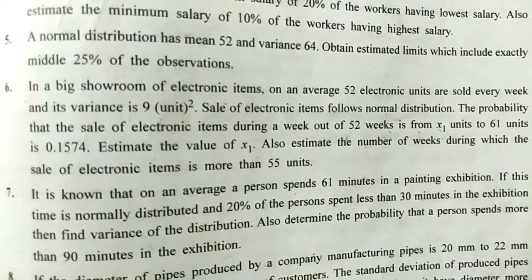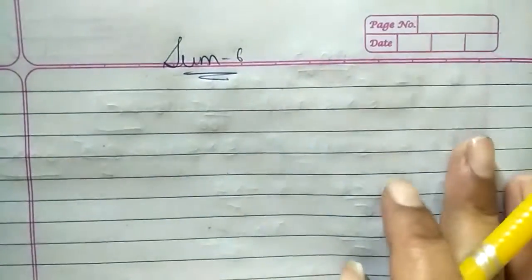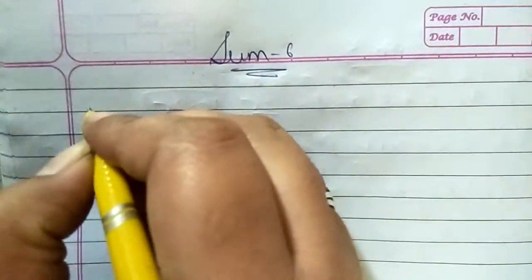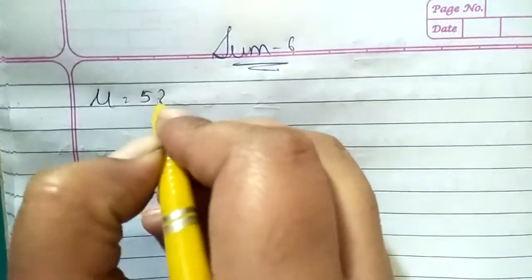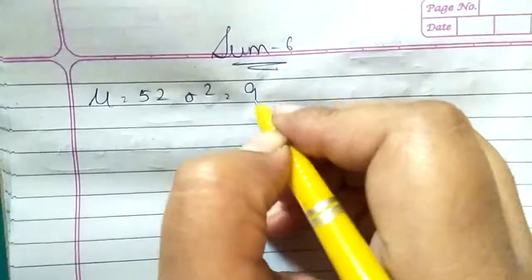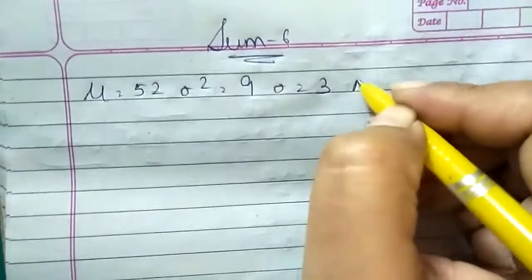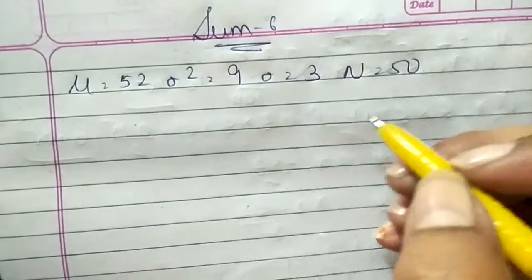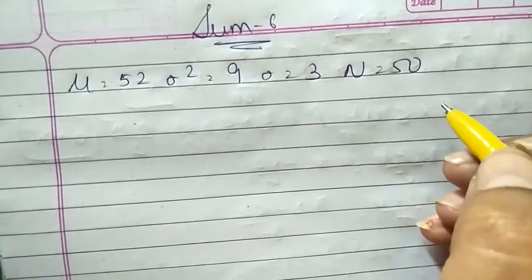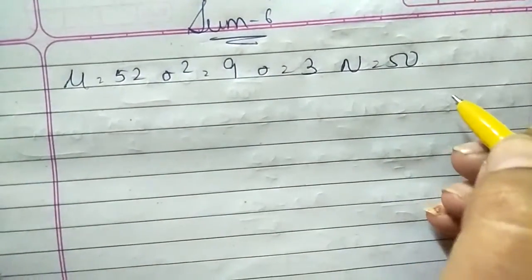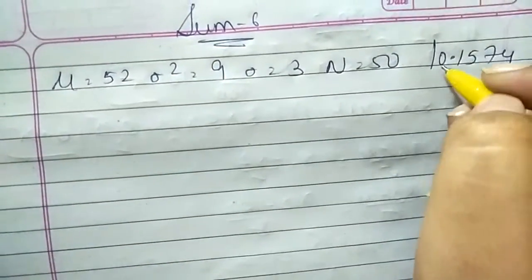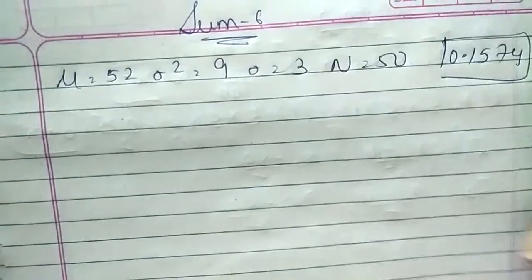Okay, so let us start with this sum, sum number 6. First, let us write the things which are given here. Mu is equal to 52, sigma square is equal to 9, so sigma is equal to 3 and n is equal to 50. These are the things which are given in the sum. The probability that the sale of electronic items is from x1 units to 61 units is given to us as 0.1574. This is the probability which is given to us.